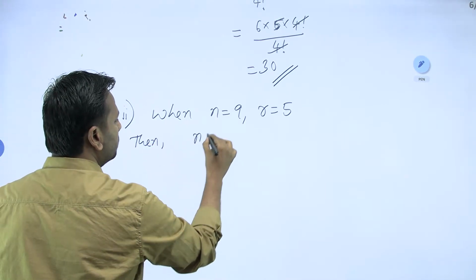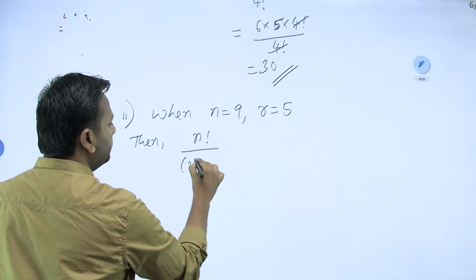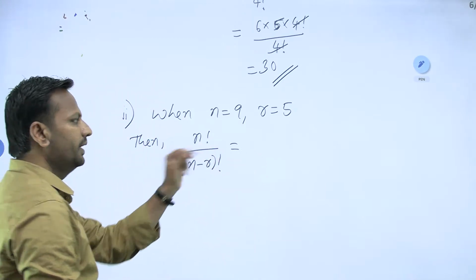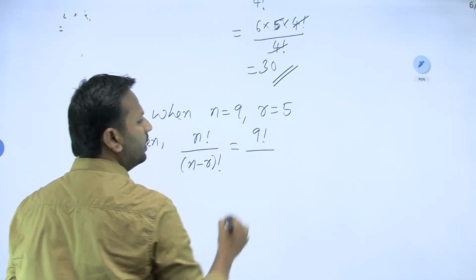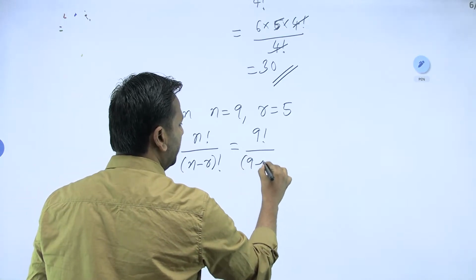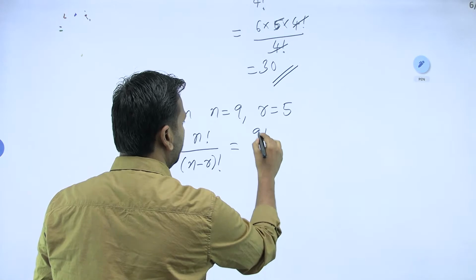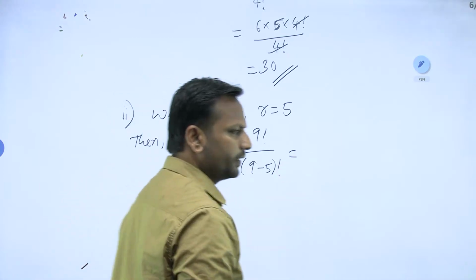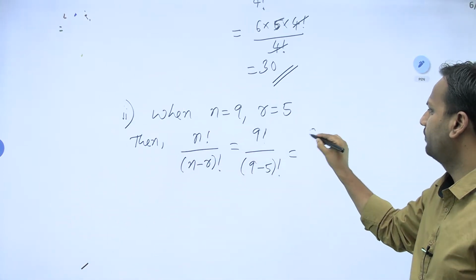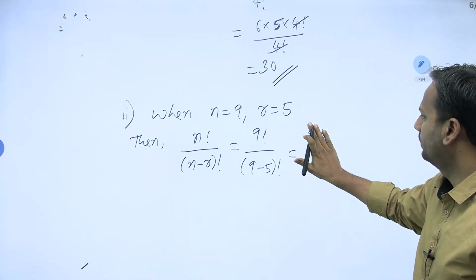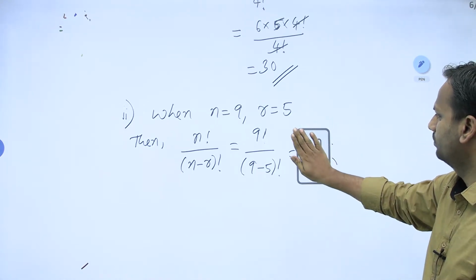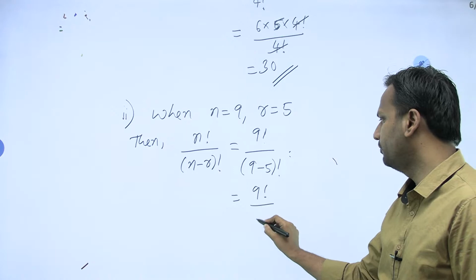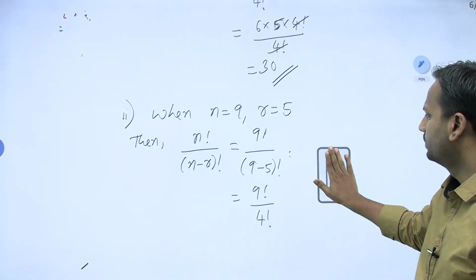What is the given quantity here? N factorial divided by n minus r factorial. We have to substitute all these things here. N is how much now? 9 factorial, students, and 9 minus 5. Let us keep 9 factorial as it is here. What is 9 minus 5? It is 4 factorial, right?